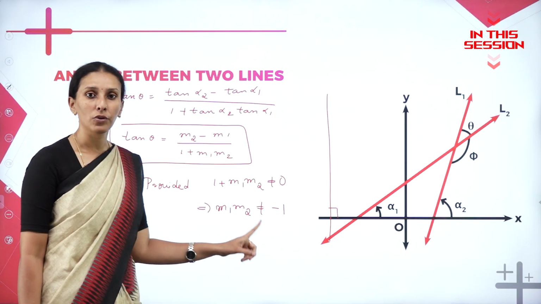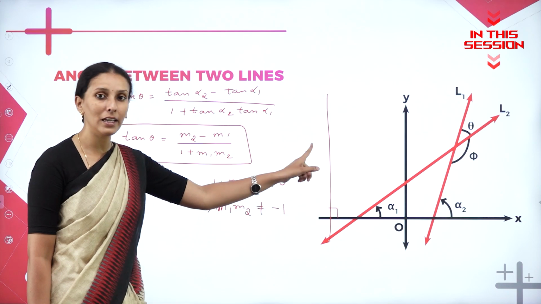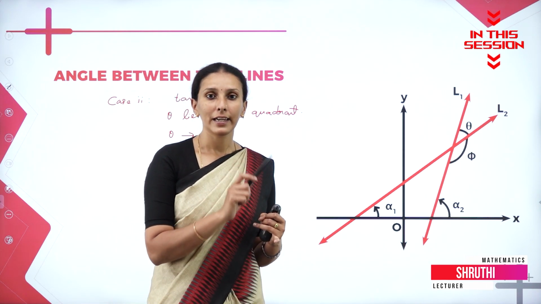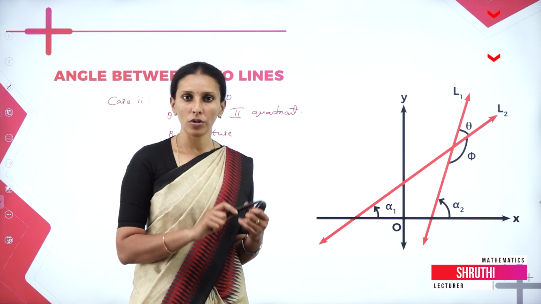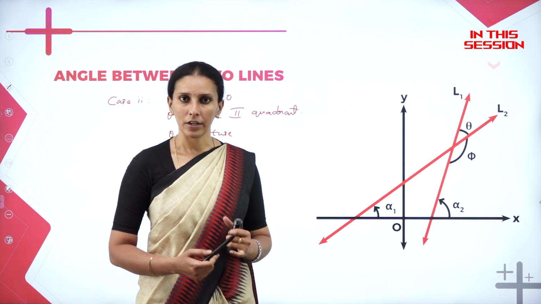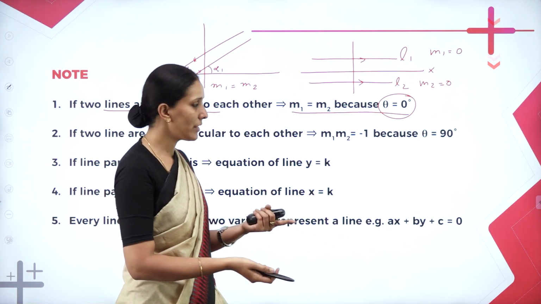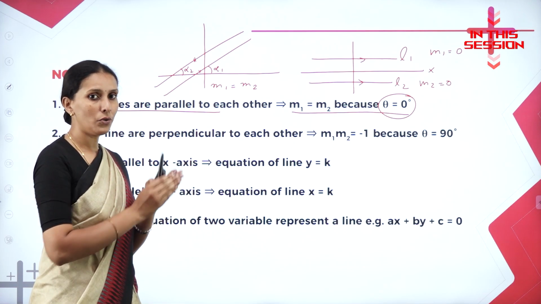If the product of two slopes is equal to -1, then it always indicates a perpendicular line parallel to the x-axis. Depending upon tan theta, whether it is positive or negative, theta changes to acute or obtuse, and hence phi also changes to obtuse or acute. So even theta is equal to 0 between any two lines, which means they are parallel to the x-axis and hence they are parallel to each other.